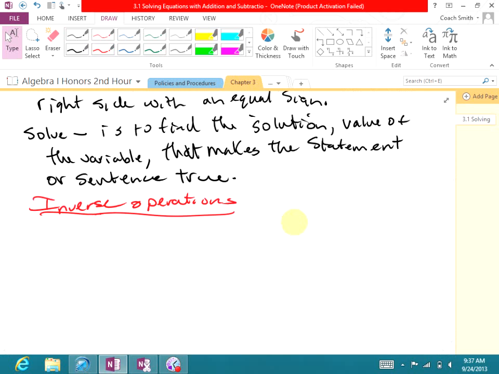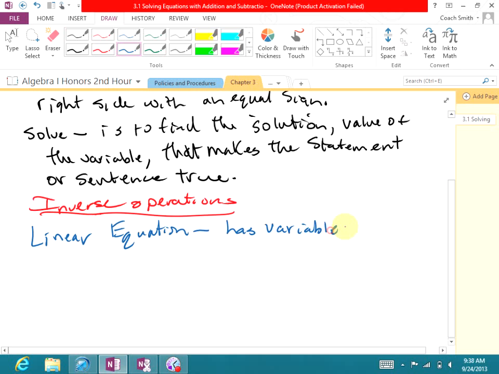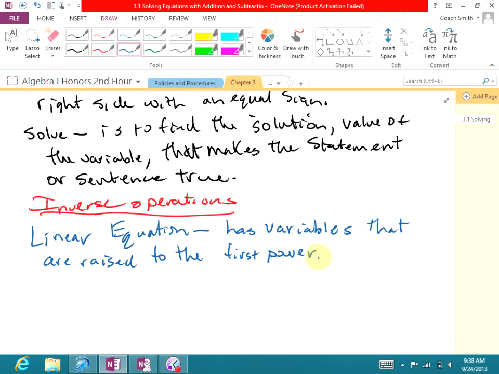All right, now the other thing that we need to understand, a new word, is a linear equation. A linear equation has variables that are raised to the first power. In other words, x to the first, z to the first, x plus 5, x minus 6. Those are all linear type equations. An equation like x to the second plus 5 equal 10 is not a linear equation, because its variable is not raised to the first power.